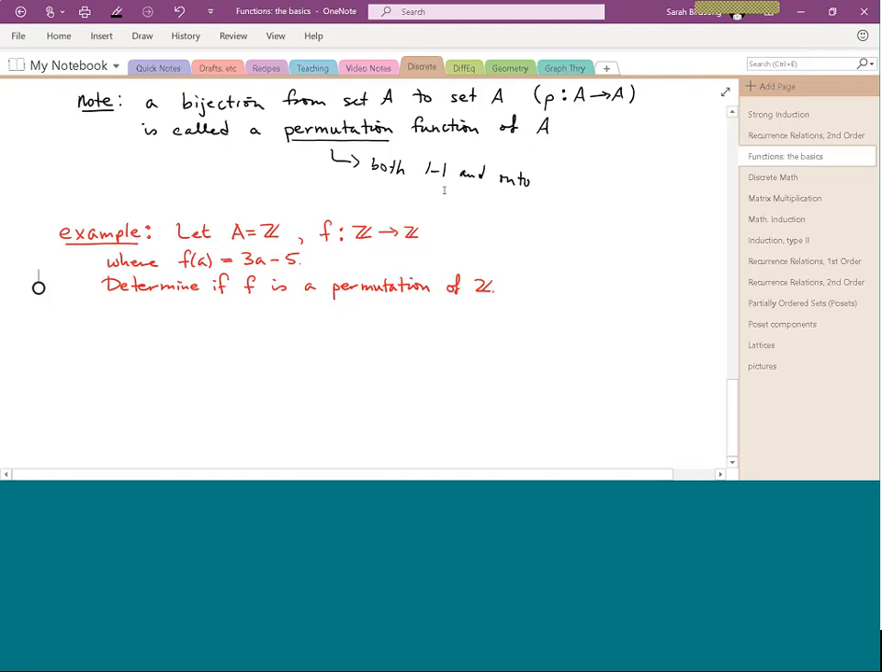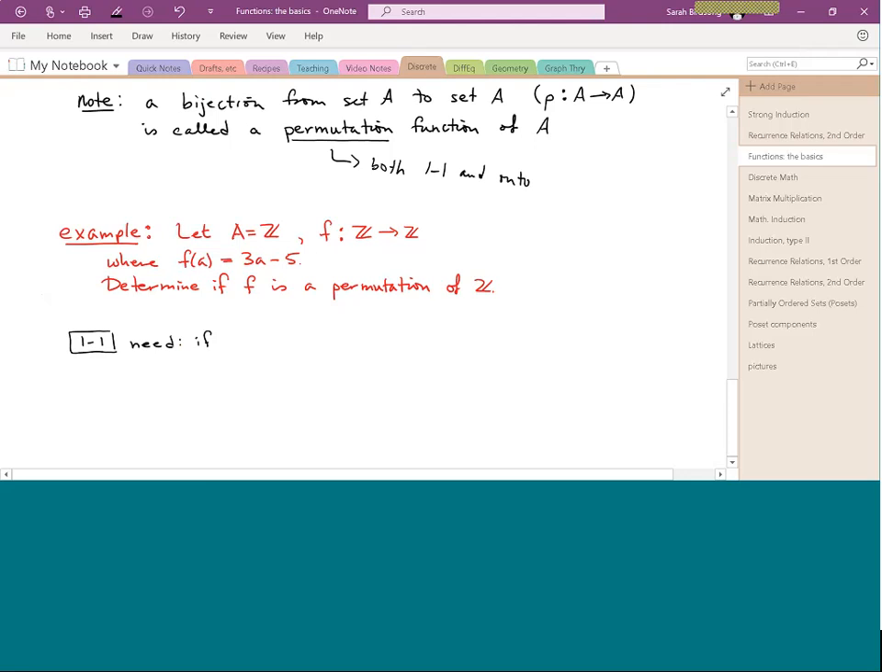I personally find it easiest to check one-to-one first, just because I think one-to-one is easier to check. And also, if it fails to be one-to-one, you don't have to move on to checking whether your function is onto, because it's definitely not a permutation function, since it was not both one-to-one and onto. Okay. So if we want to check one-to-one, I'm just going to go ahead and box it to give ourselves an idea of what we're doing here. Here's what we need.